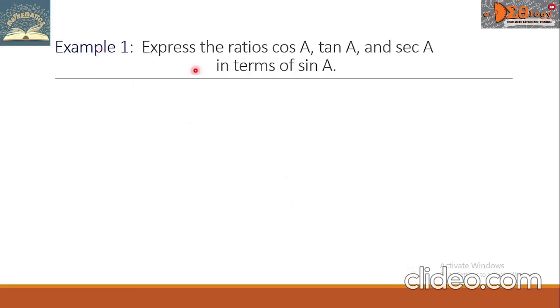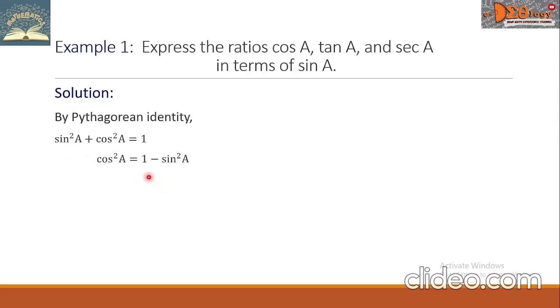Example 1. Express the ratios cosine A, tangent A, and secant A in terms of sine A. Let's begin with cosine A. Remember that by the Pythagorean identity, we have sine squared A plus cosine squared A equals 1. Let us isolate the cosine. Let us transpose the sine squared A to the right. So we have cosine squared A equals 1 minus sine squared A.